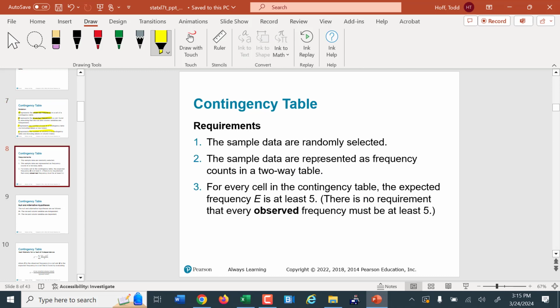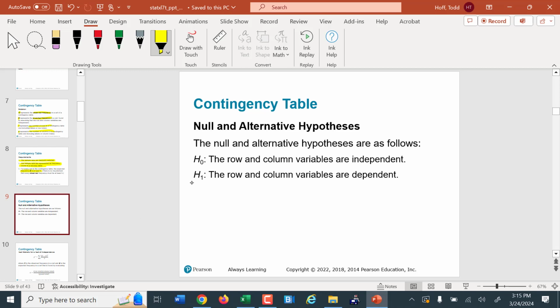So the requirements are pretty much the same as before. The data is randomly selected from the desired population. Now it has to be arranged as frequency counts in a two-way table, and we have to reasonably expect that each frequency has an expected value of at least 5. Again, the null hypothesis is always going to be that the row and column variables are independent. And then the alternative, now here they're saying that they are dependent. Most textbooks just word that as not independent. It's a little bit sloppy to say that they are dependent.